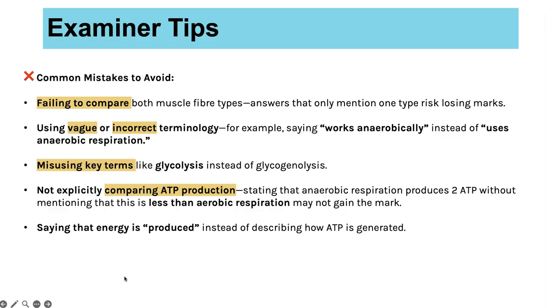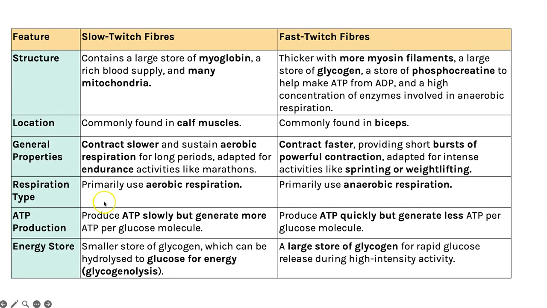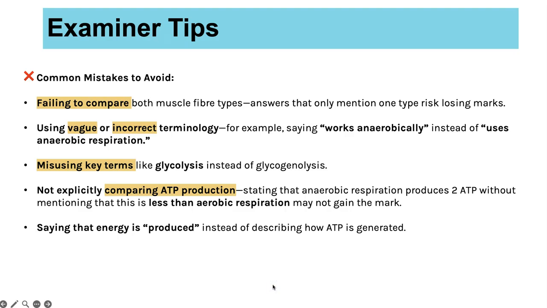So a few examiners' tips linked to these fast and slow twitch muscle fibres is, if you do have an exam question about them, make sure you are comparing both muscle fibres and not just talking about one of them. Just say that slow twitch muscle fibres produce a lot of ATP. You'd need to say whereas fast twitch don't produce as much. So make sure it's always a comparison.